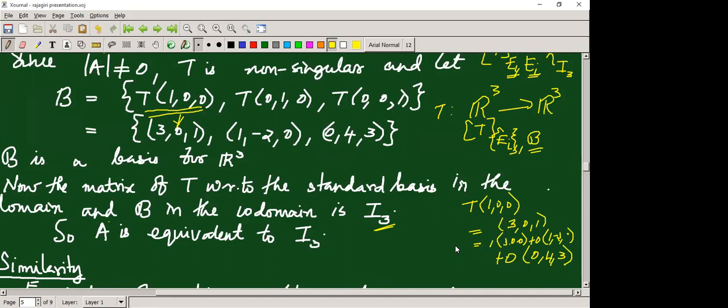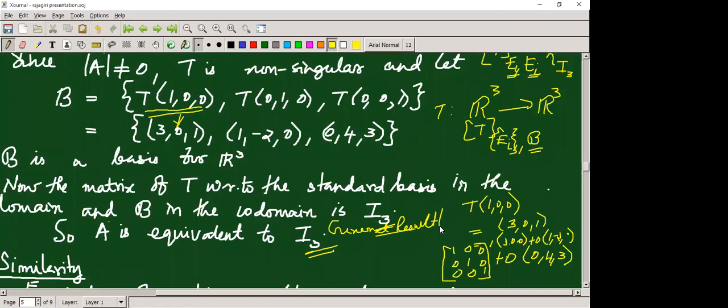So the first column is (1, 0, 0). Similarly, the second column is (0, 1, 0), and the third column will be (0, 0, 1). So the matrix of T with respect to the standard basis in the domain and B in the codomain is I3. So A is equivalent to I3. From this we can actually obtain a general result here.